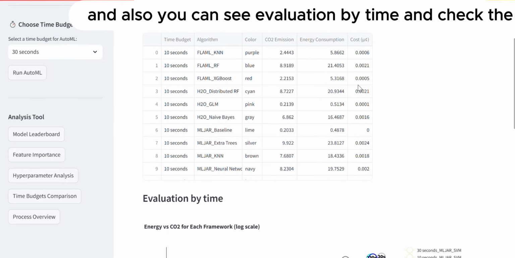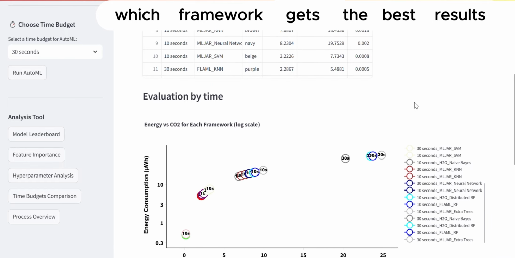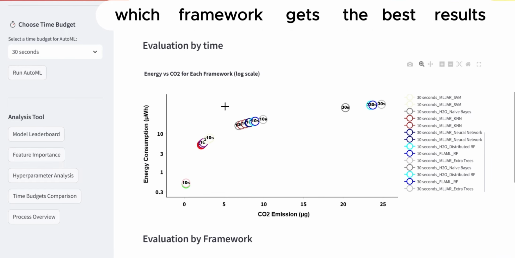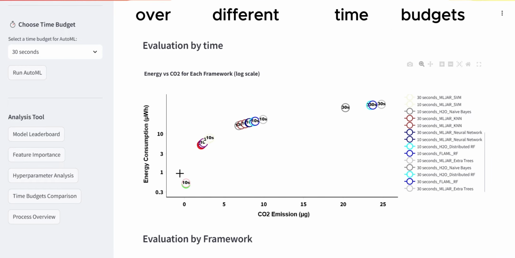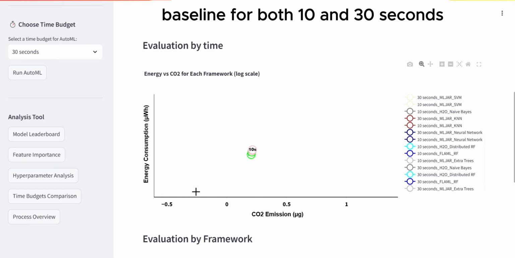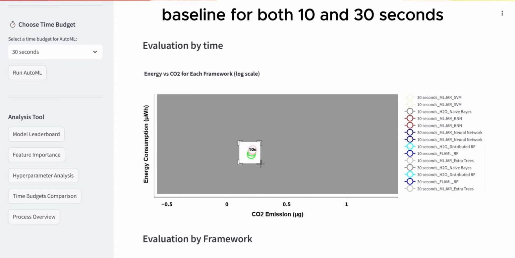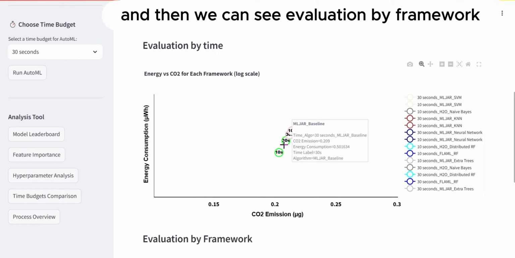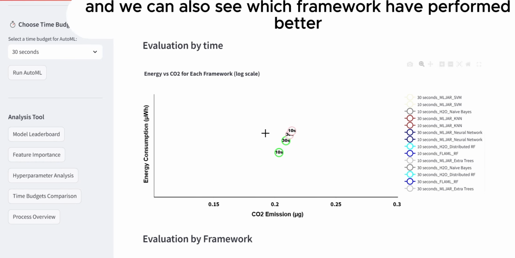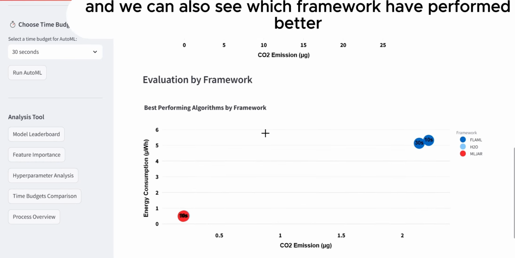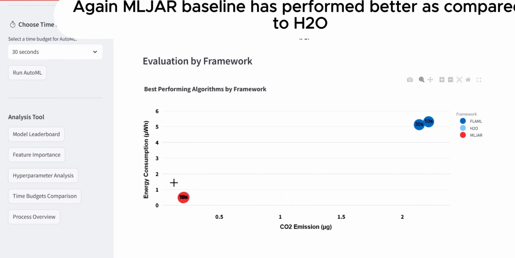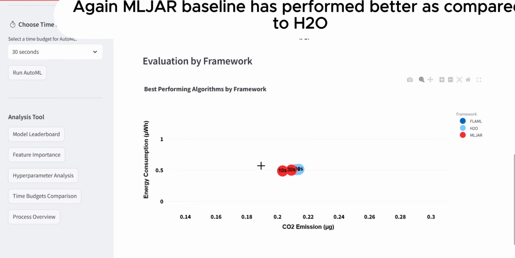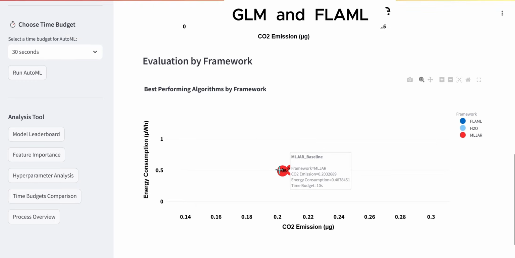And also you can see evaluation by time and check which framework gets the best results over different time budgets. As you can see, MLJAR baseline for both 10 and 30 seconds has achieved the best results. And then we can see evaluation by framework, and we can also see which framework has performed better. Again, MLJAR baseline has performed better as compared to H2O GLM and FLAML.